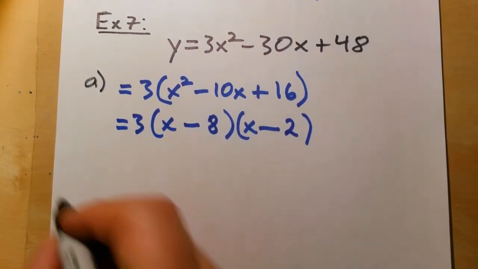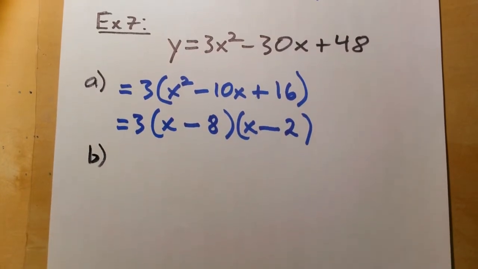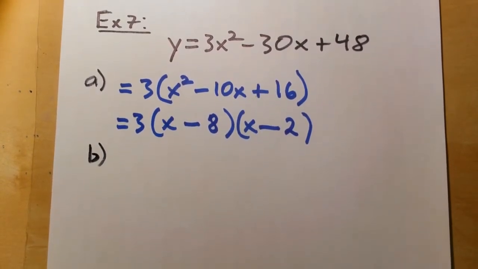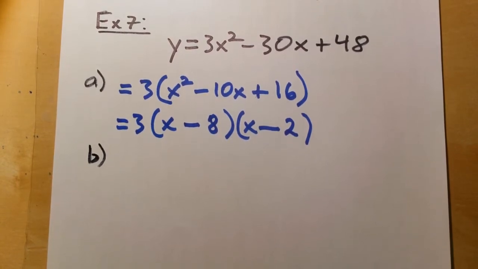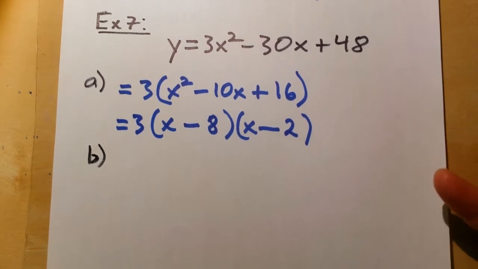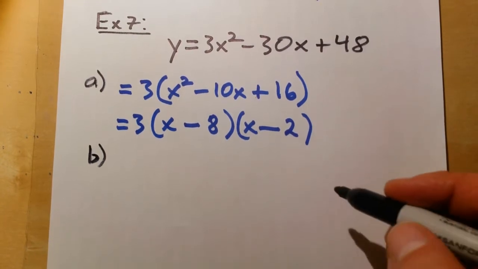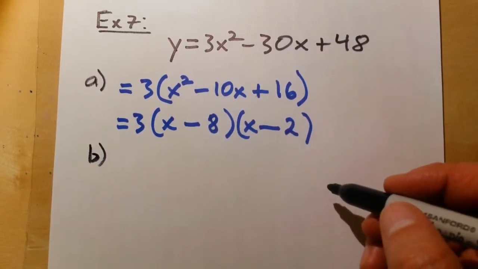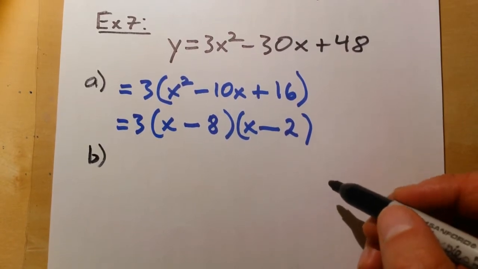Now, question B says to find the x-intercepts of the parabola. This is just a general example. In the next unit we'll see this in more detail, but just to give you a rough idea, the x-intercepts, we said, are the points at which the parabola will intercept the x-axis.